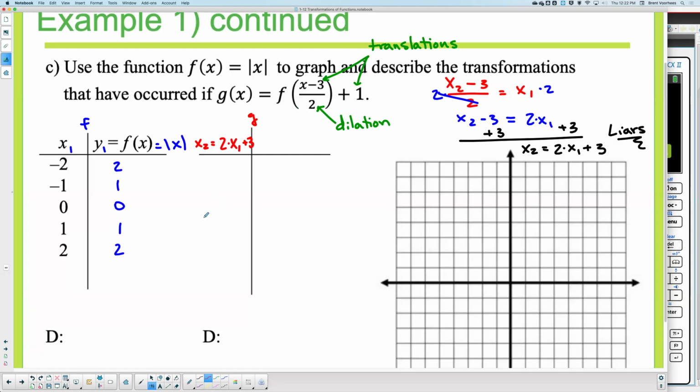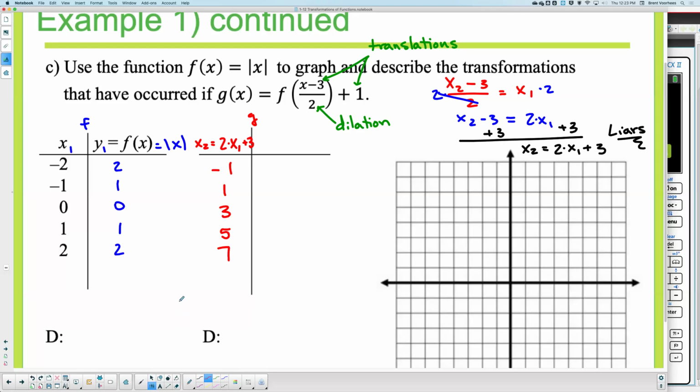So here again, I'm going to call out the values, and you call back the answer. I'm going to call out the math, you call out the answer. What is 2 times negative 2? Come on, everybody try here. 2 times negative 2 is negative 4. Add 3. Negative 1. Good. How about 2 times negative 1? Negative 2. Add 3. 1. How about 2 times 0? 0. Add 3. How about 2 times 1? 2. Add 3. And finally, 2 times 2? Add 3.